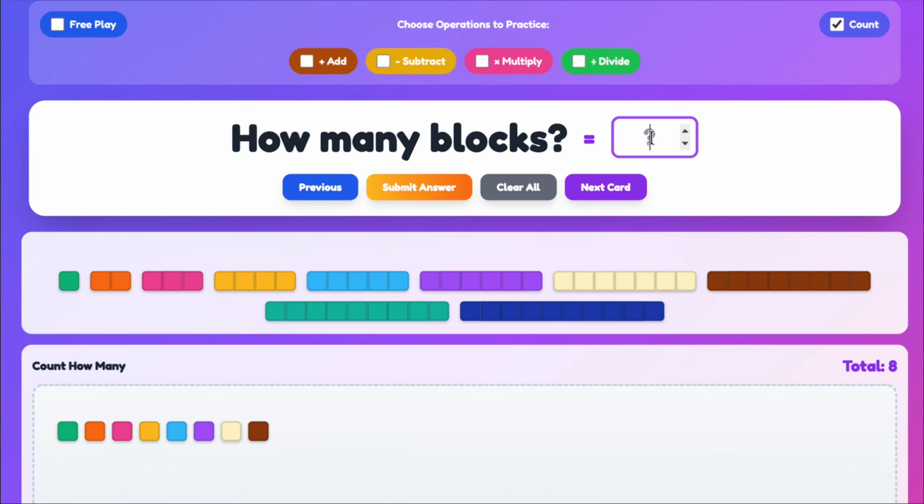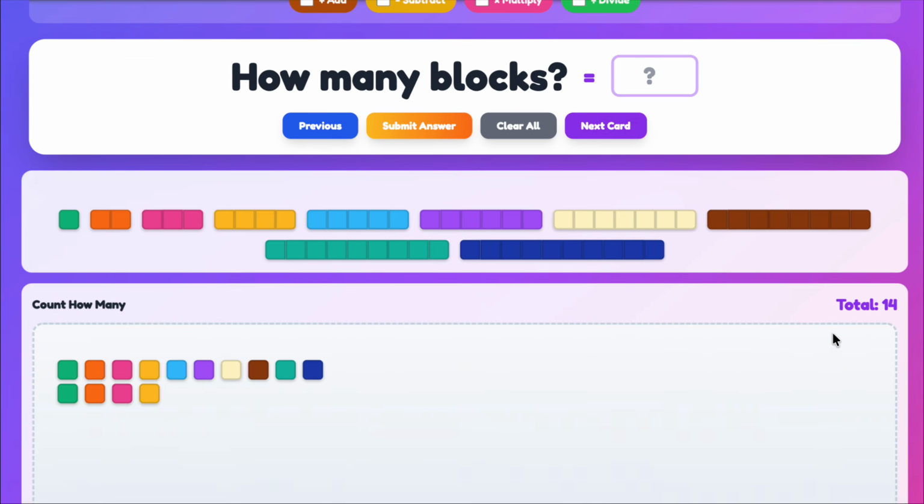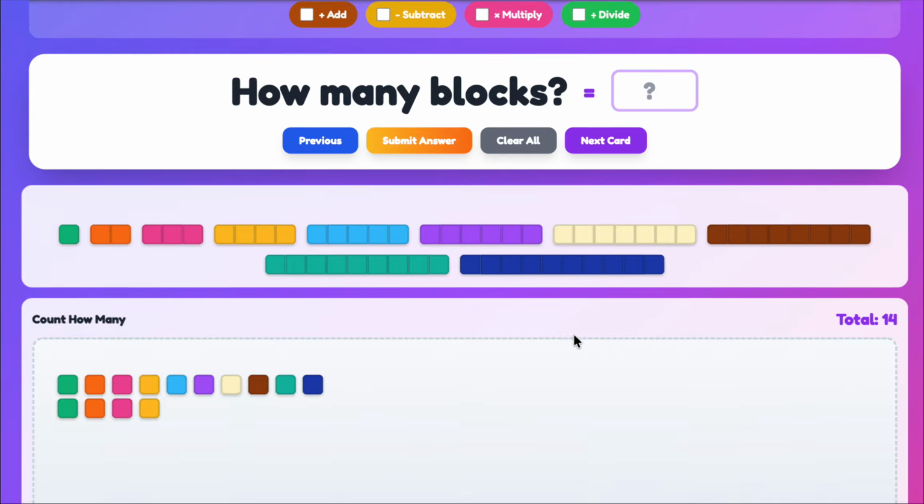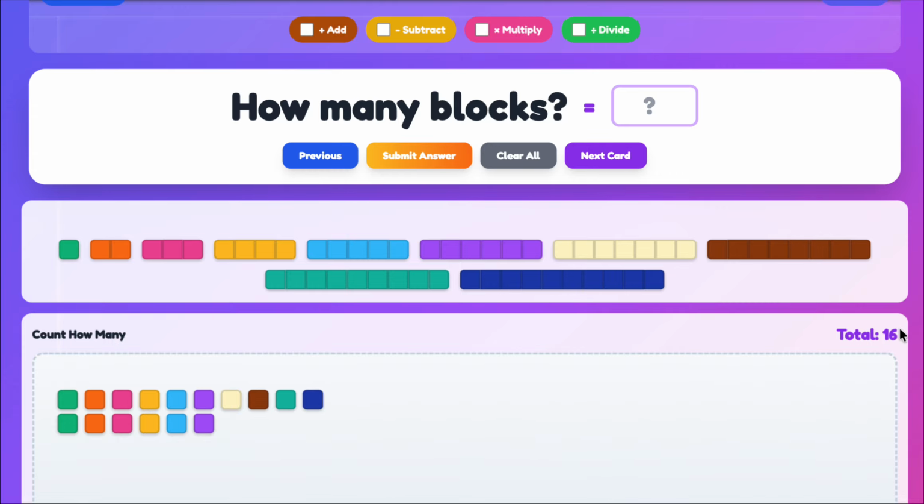Next card, I'm back to 8. Next card, 4. Next card, I can see that's 19. I can just go to the next card if I don't want to put the answers in, and I can see here there's a running total as well, which helps me. So I can see that's 14, I can check here, 16, check here, or I can put it in, okay?